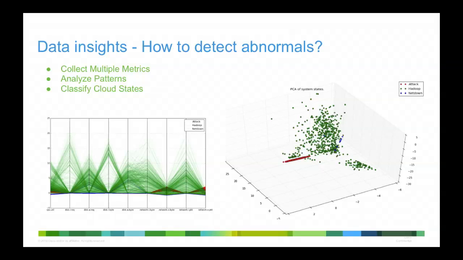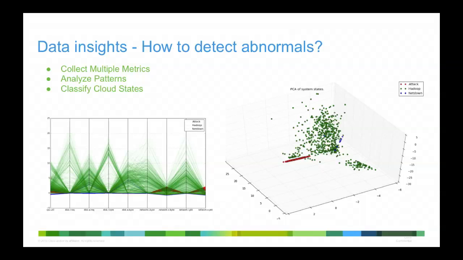For example, we can see the red color on the left graph. That shows some network abnormalities, and we can find different features from the abnormal events and the normal Hadoop workflows. And if we do some more mathematical analysis here, we can also find that some abnormal events in the network show some very special patterns of distribution. And we can use that to classify the status of our cloud.